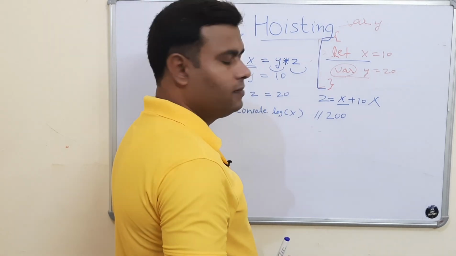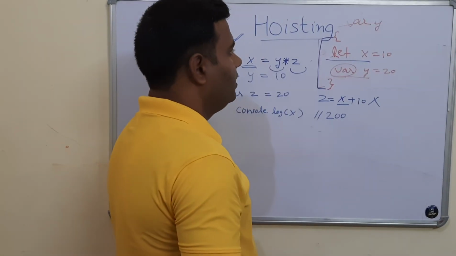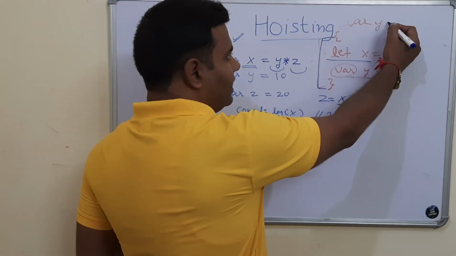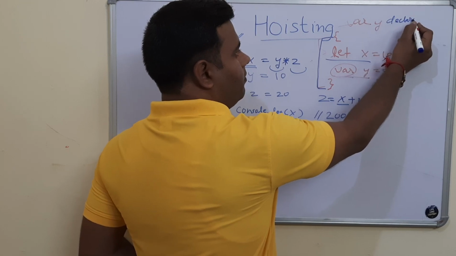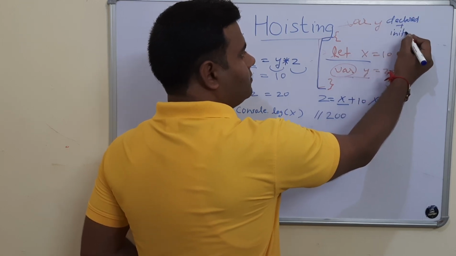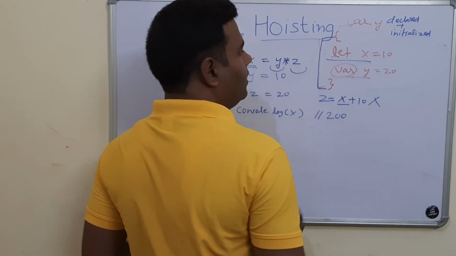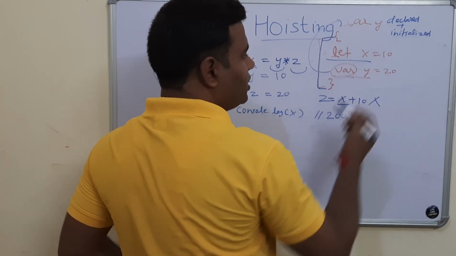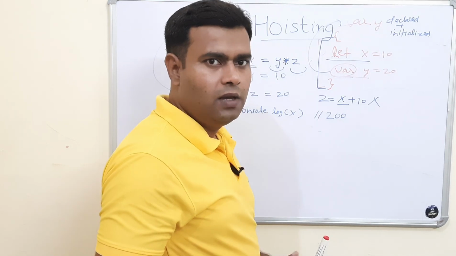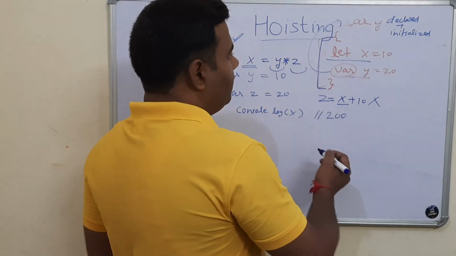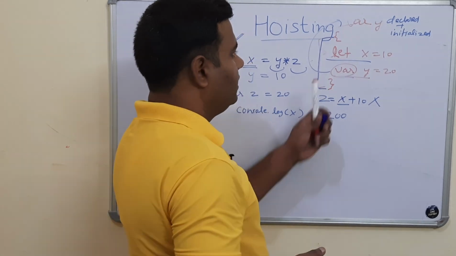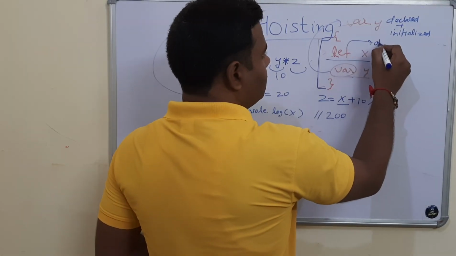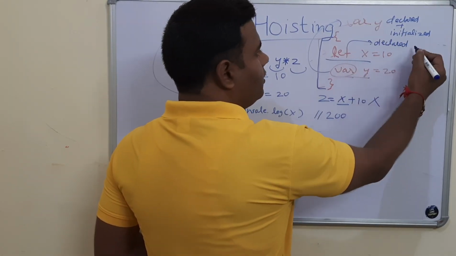So one more important point: when we do the hoisting, the variables which are declared using var will be declared plus initialized. So this whole thing will go to the top, and you understand the difference between declared and initialized. Declared means we are declaring some variable but not adding any value. Whereas in x, this let variable is only declared but not initialized.